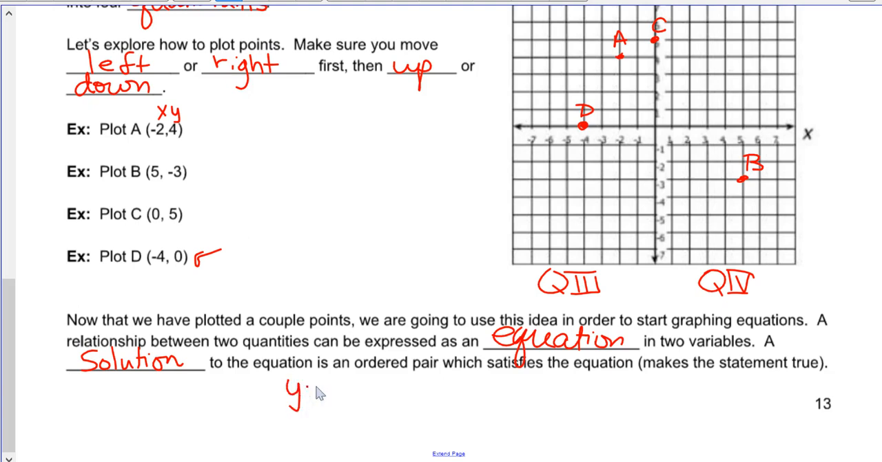So for instance, if I have the equation y equals x plus 2, and I have the point 1, 3, that would be a solution to this equation, because if I put the x and the y values into my equation, I get a true statement. So y is 3, so is 3 equal to x is 1, 1 plus 2. Is that true? Yes, it is. Therefore, this is a solution or an answer to that equation. And so we could plot that point, and it's going to have multiple points that work for each equation.